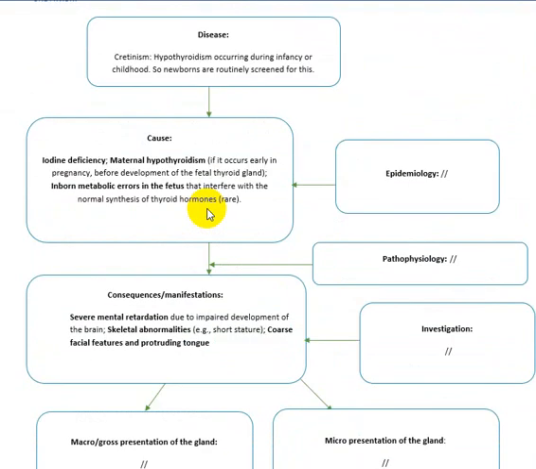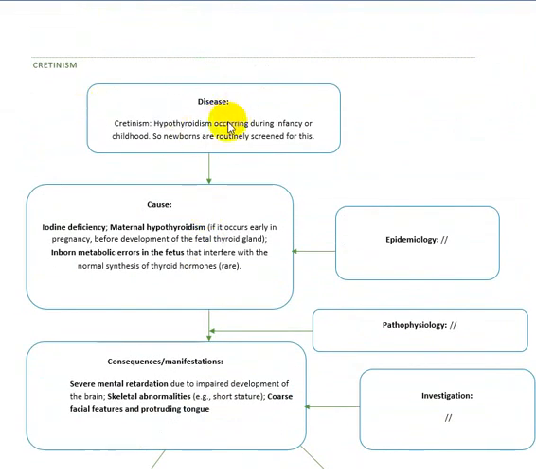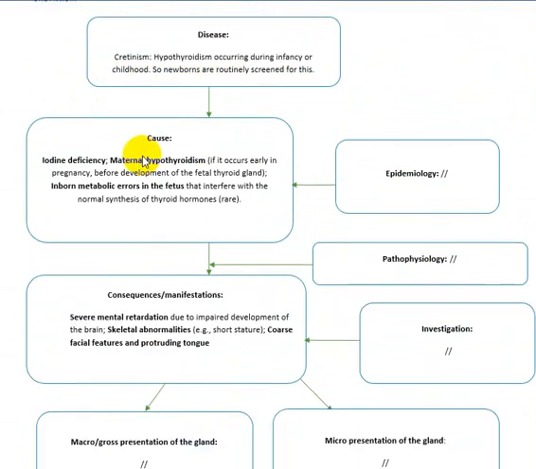So let's explain what is cretinism. Cretinism is hypothyroidism occurring in infancy or childhood. You can have all the causes listed above, but mainly with respect to the child, it is iodine deficiency and maternal hypothyroidism at an early stage of pregnancy, because the fetal thyroid grows after a period of time. You also have inborn metabolic errors in the fetus that interfere with the normal synthesis of thyroid hormone.